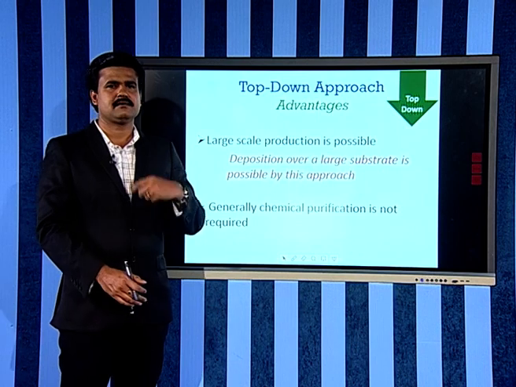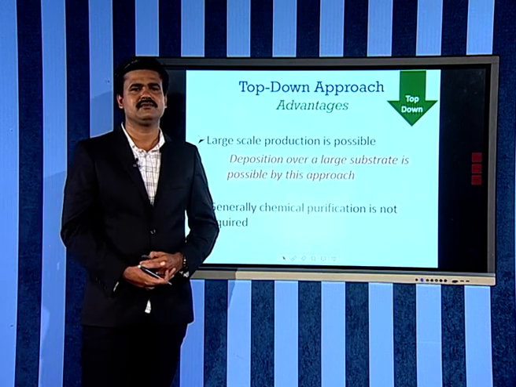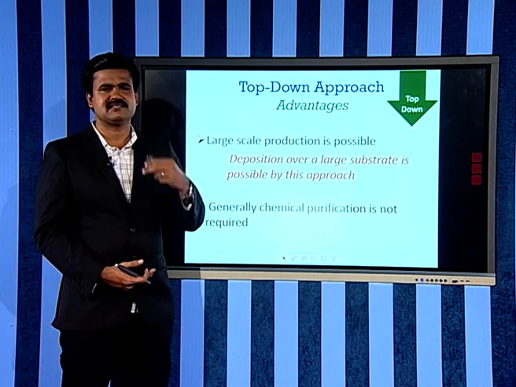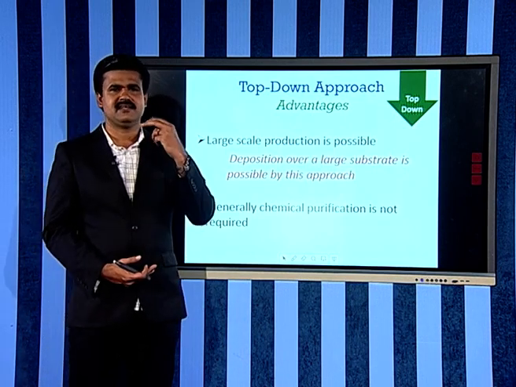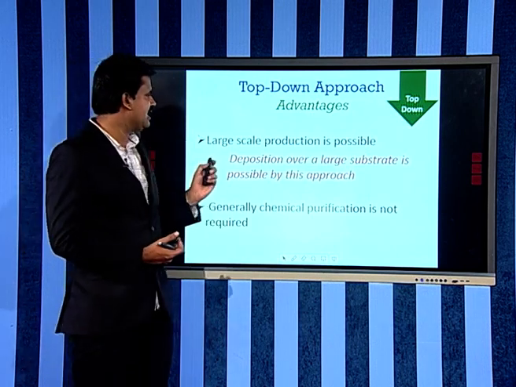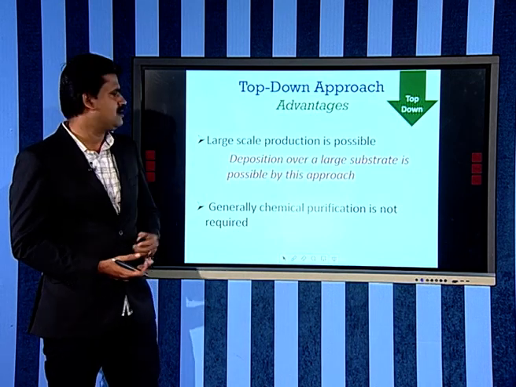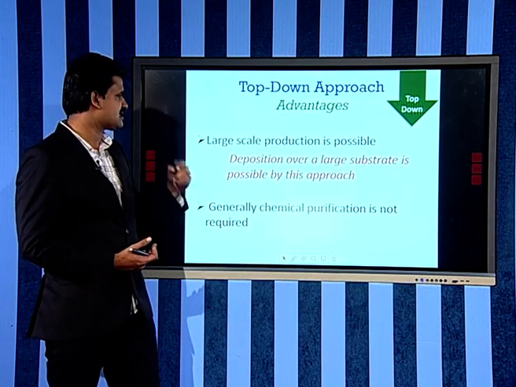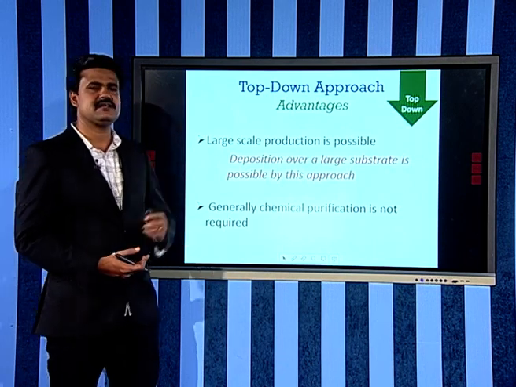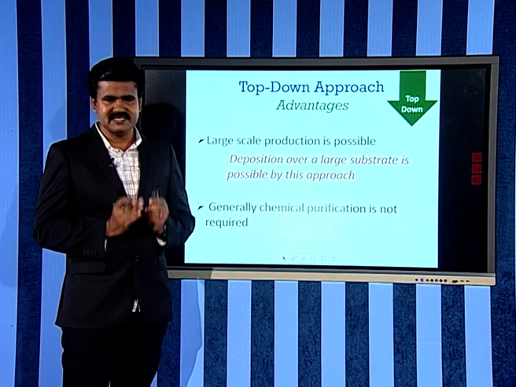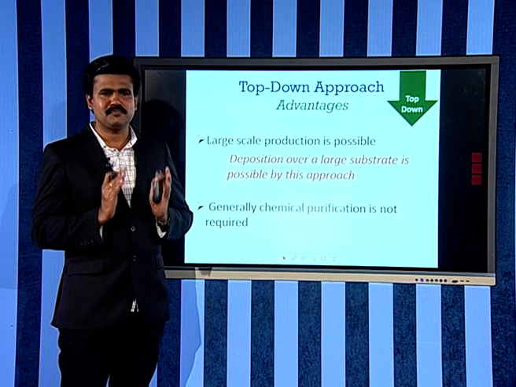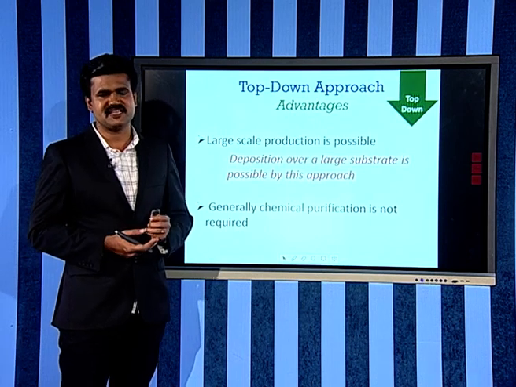We are discussing the advantages of top-down approaches. We learned several top-down procedures, and let us check what the advantages of the top-down approach are. Here, large scale production is possible. Deposition over a large substrate is possible by this approach. Generally, chemical purification is not required. That is, the nanoparticles obtained by the top-down approach are almost pure. No need for further purification.